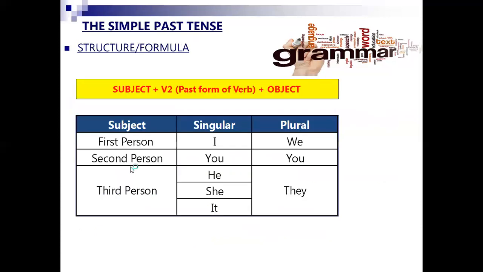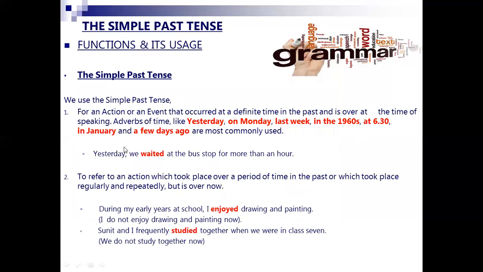Now see, what is the formula? Subject plus V2 plus object. See, it is very simple, students. S V2 O. Subject, past form of verb, and object. See, we is the subject, waited is the past form of wait, that is V2, waited. At the bus stop comes under object. All the remaining words of the sentence come under object. And yesterday is the adverb of time. This word shows the adverb of time. We waited at the bus stop for more than an hour means this action happened yesterday in the past.